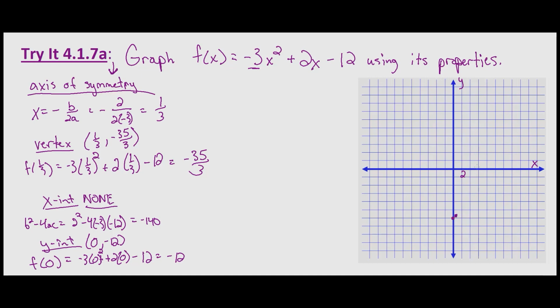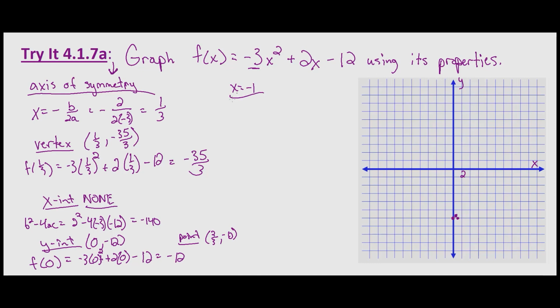And then using the axis of symmetry, we know that there's a point on the other side of that as well. So we're going to have a point on the same spot on the opposite side of the axis of symmetry, which is going to be 2/3, negative 12. And then we can plot a couple more points just to fill in the space in order to get the entire shape that we need.